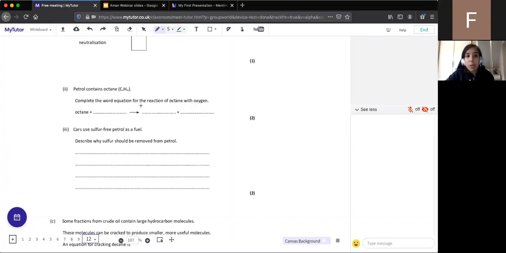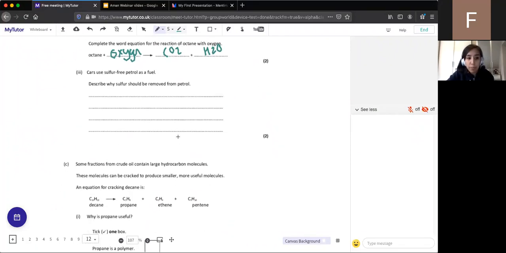So what's the word equation for octane reacting with oxygen? Remember, that's a combustion reaction. Good. Octane plus oxygen produces carbon dioxide and water. Excellent. Well done. I'll just put CO2 and water. Yep. It says word equation, so you should write them out when you do them.